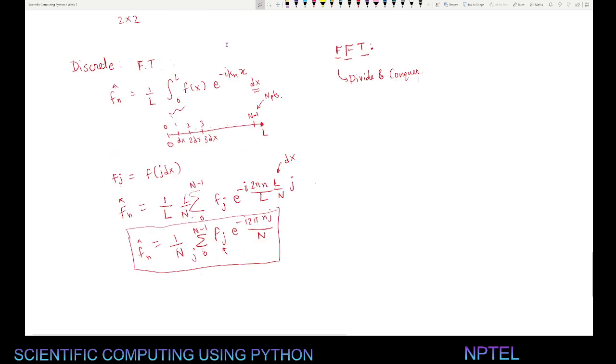Okay, so with that, we'll end. And any questions in this theory part?